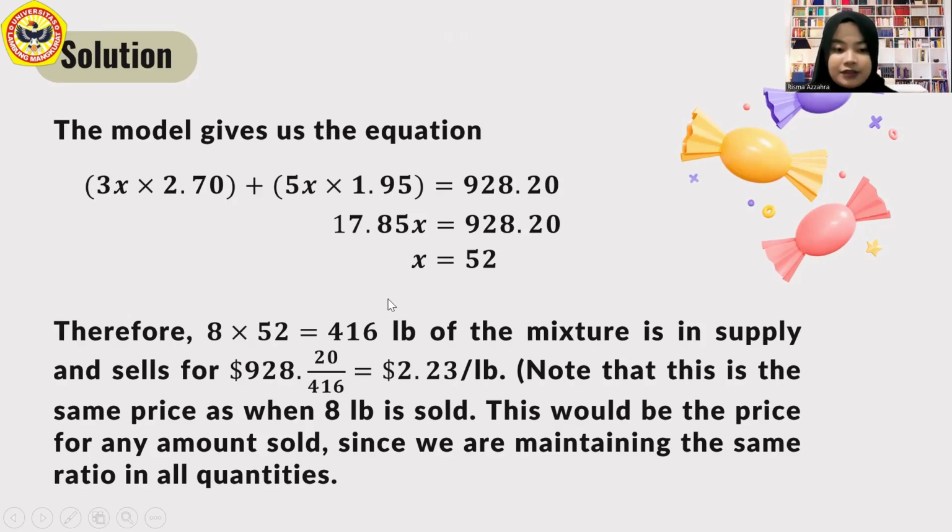So therefore, 8x, or 8 times 52, equals 416 pounds of the mixture in supply, and it sells for the total revenue, 928.20 over 416. So we got $2.23 per pound. Note that this is the same price as when 8 pounds is sold. This would be the price for any amount sold, since we are maintaining the same ratio in all quantities.